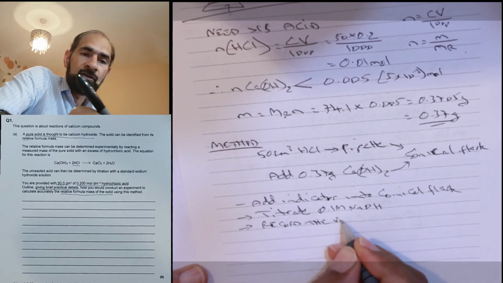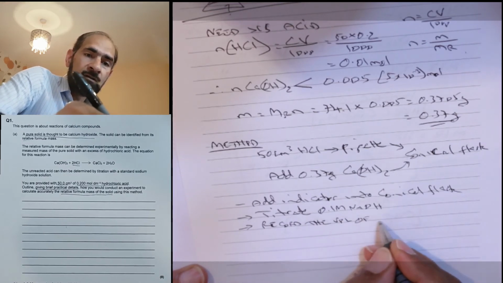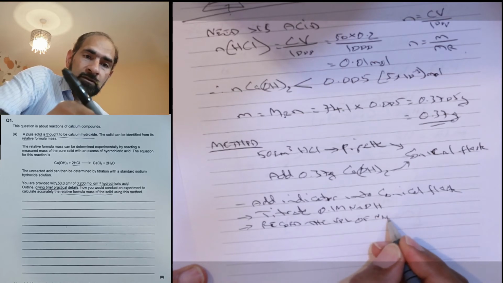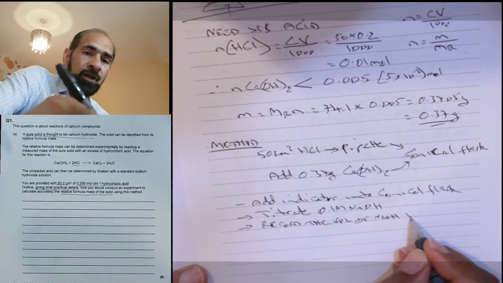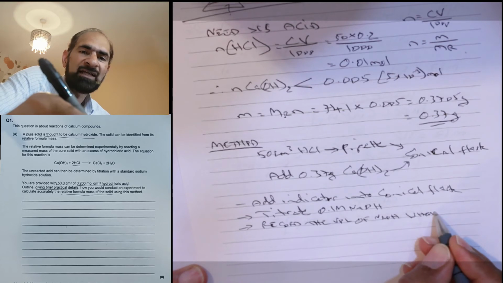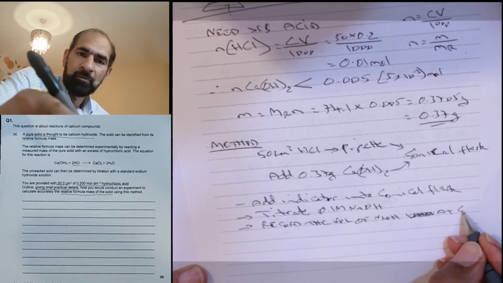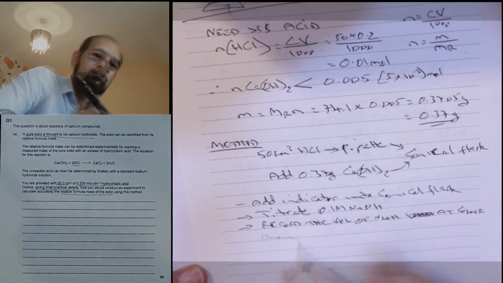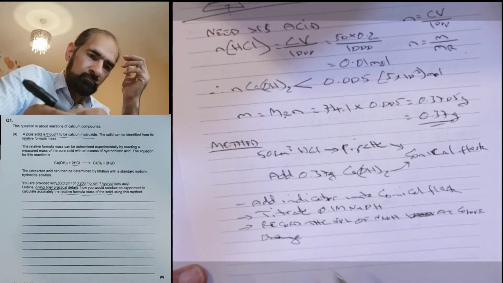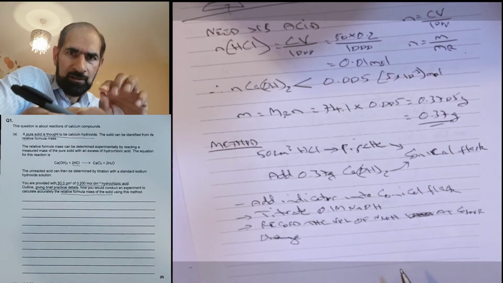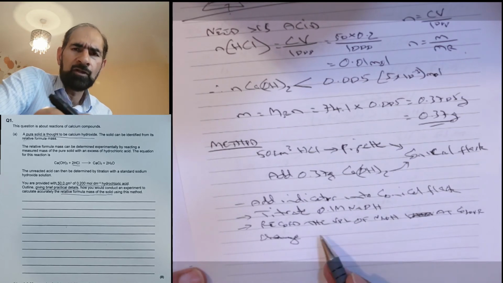So record the volume of sodium hydroxide at color change. Maybe I should put just at color change. So end point, isn't it? Okay, and then I'd go a step further. I'll say, okay, well, I've got the volume. Now what do I do?